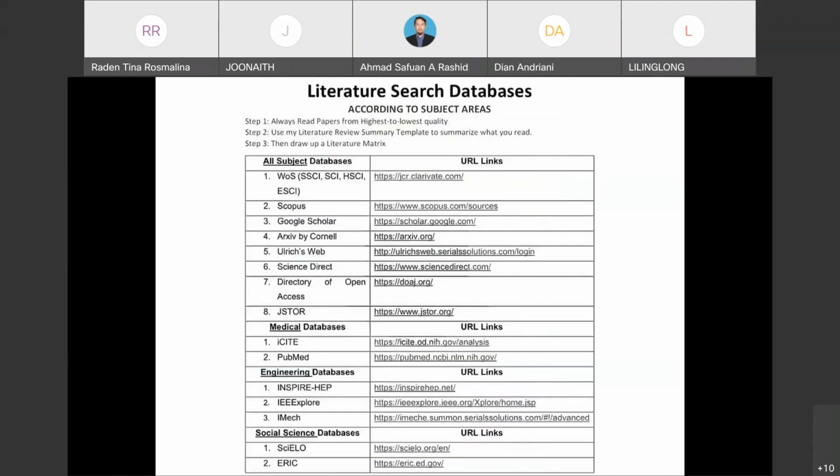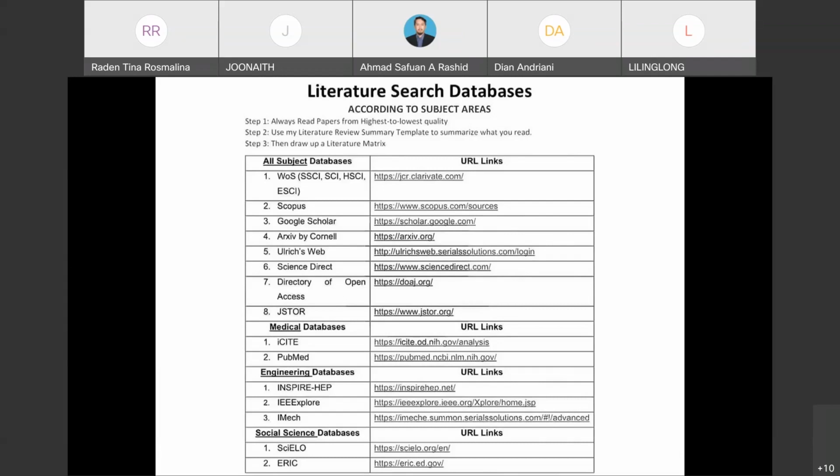Related to this approach, we may know how we could get the literature or journals based on important websites. So step one, always read papers from the highest to the lowest quality. I guess the arrangement of these websites is: WOS is the highest, then reducing to the Scopus level, Scholar, and then the last one, JSTOR, for all subject databases.